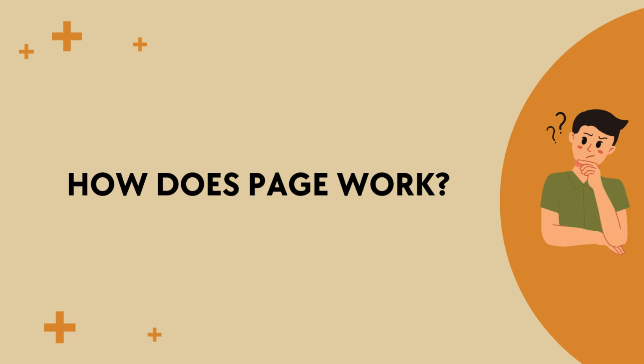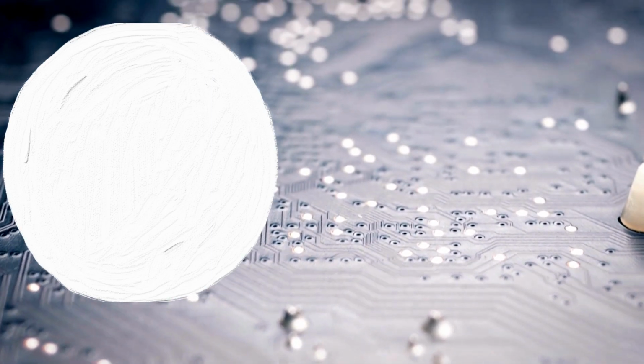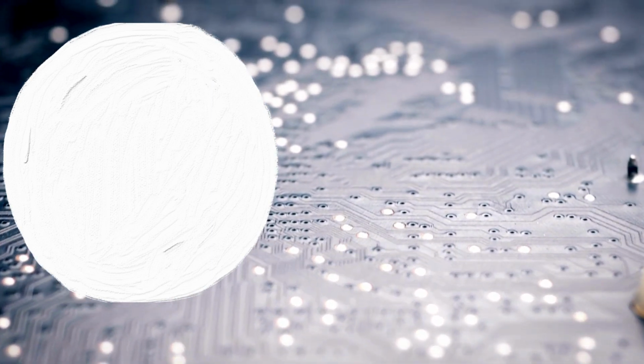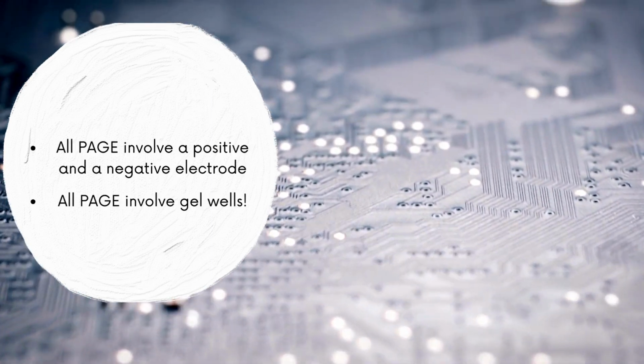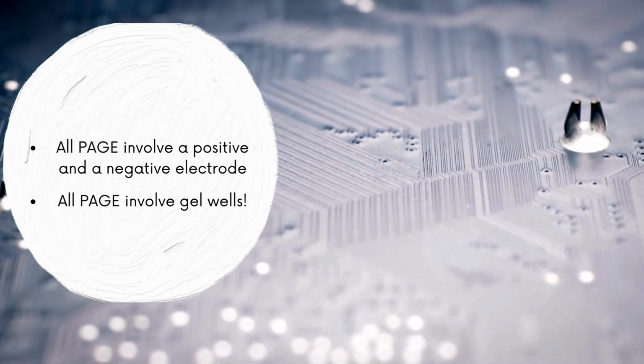Now you might be wondering, how does the magic of PAGE happen? Well, first, it is important to note that a positive and negative electrode are involved in all forms of PAGE. Additionally, PAGE also involves wells within the gel, where proteins are added, typically on the side of the negative electrode.